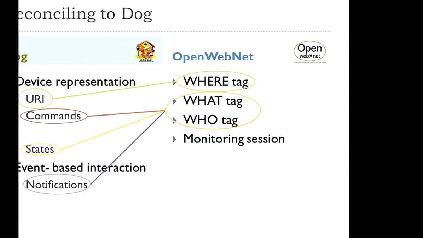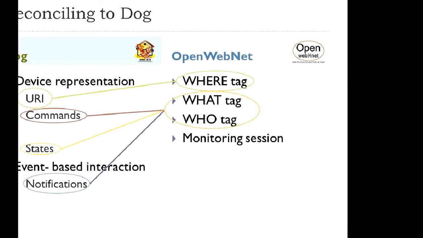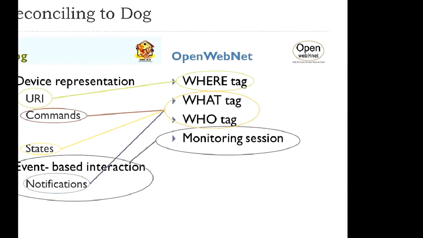States, unfortunately, are using the same couple, what and where, and they are also coming from the network. But we can query them, so they are kind of notification and command at the same time. So we can query the state, or we can get the state as a notification. Okay, and if we want to work on event-based interaction, we need to open a monitoring session.